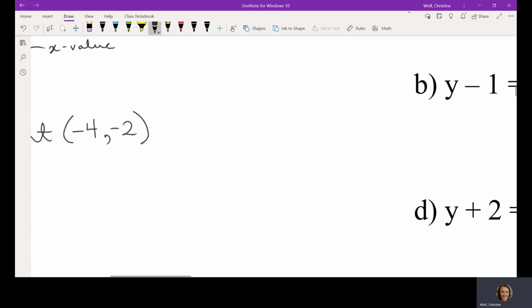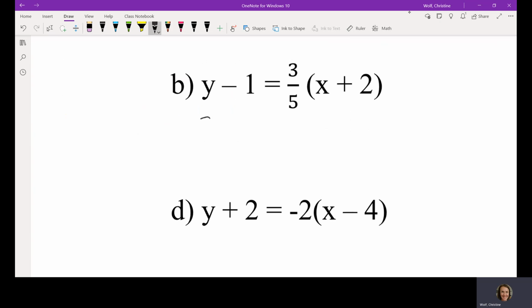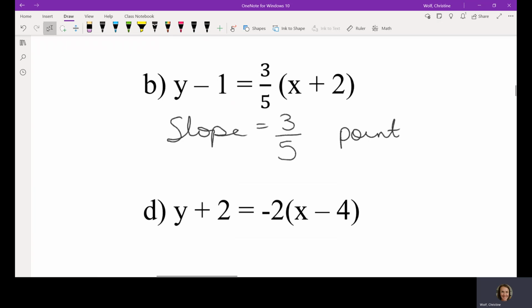Let's do another one. If I gave you this equation and I said, tell me what the slope is, super easy. The slope is that fraction there in front of the bracket, 3/5. Then if I asked you to give me a point, what would a point on this line be? First of all, you take the x value, which is that +2, but flip the symbol to a -2. Then for your y value, you take that 1 that's beside the y, we flip the symbol, it would be a +1. Pretty darn simple, actually, right?